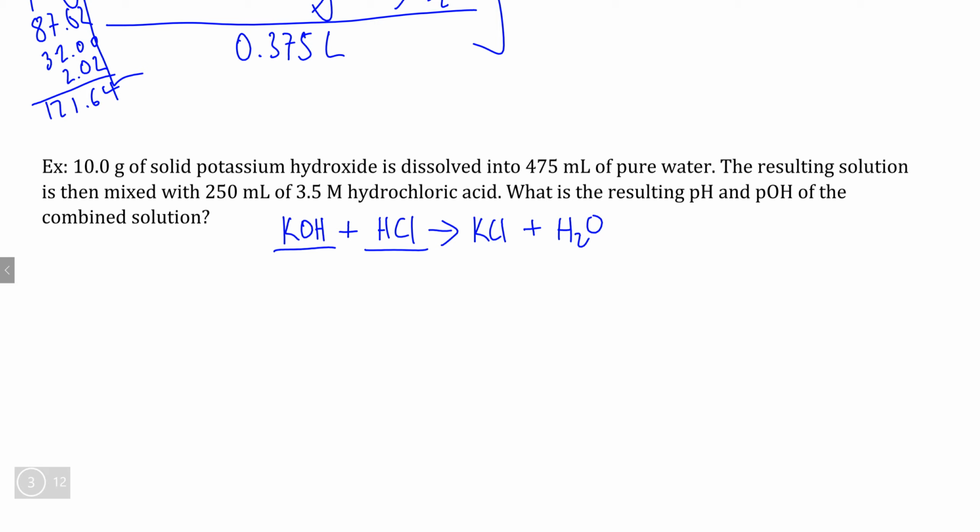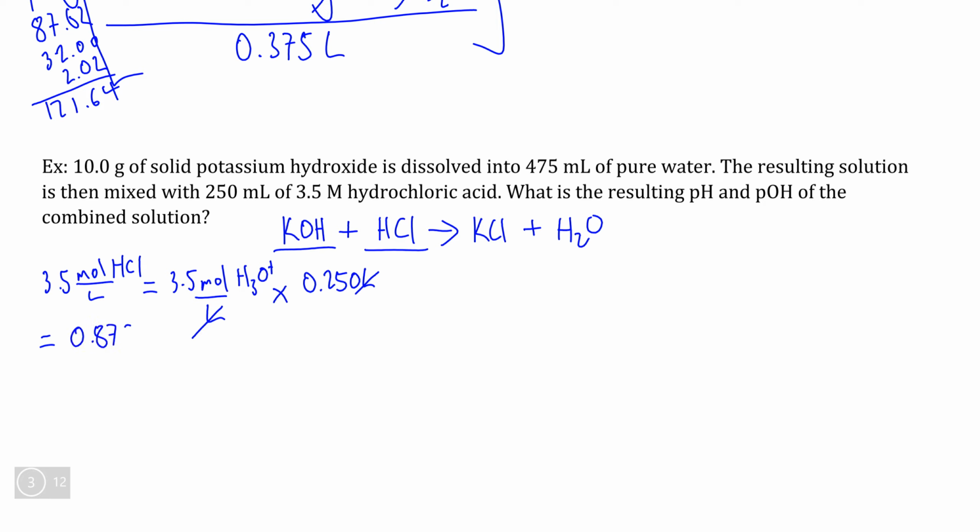So in this case, we still need to find out the amount of H3O plus and OH minus that we are going to make. I'm going to start with the acid because it's only one calculation we need to do. We have 3.50 moles per liter of HCl, which means, because HCl is a strong acid, this is going to ionize 100% of the way to give us 3.5 moles per liter of H3O plus. We can multiply that by the volume of our acid solution, which is 0.250 liters. And if we do that, we find that our moles of acid come out to 0.875 moles of H3O plus.